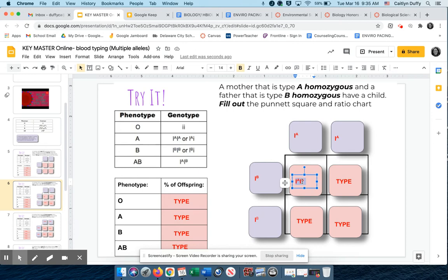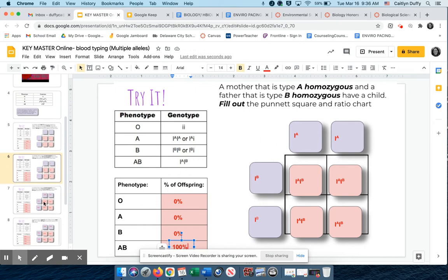Now, big I^A, big I^B, again right here, again right here, and again right here. So what percentage is type O or little i? 0%. What type is A? 0%. What type is B? 0%. And what type is AB? 100%. There is no way that they could have an offspring with any other blood type, okay?